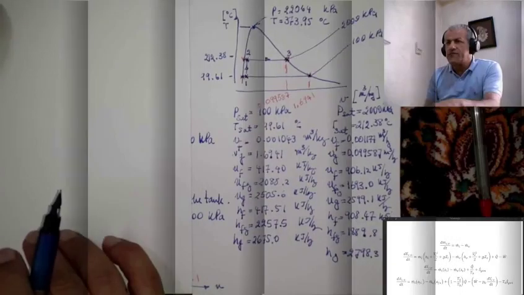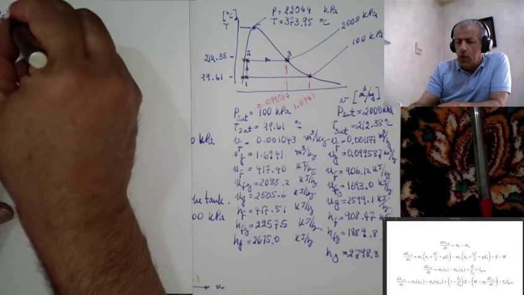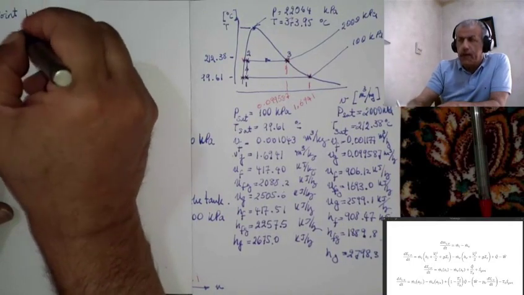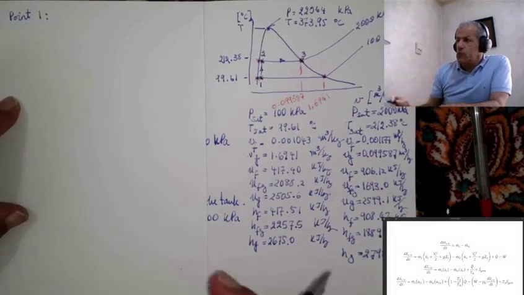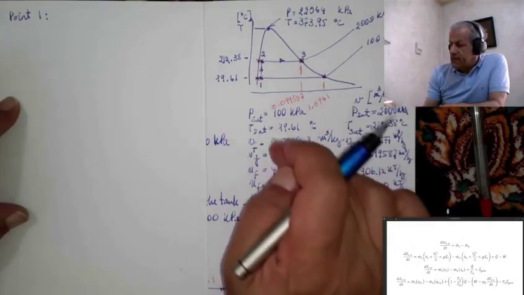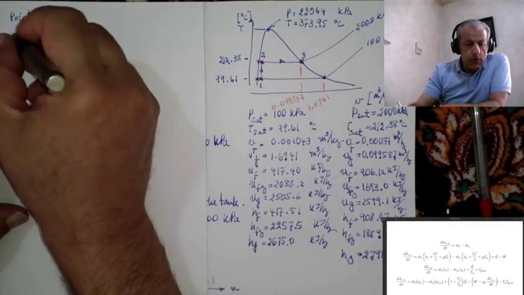Greetings. To continue the solution of our problem, now we are in a good position to know what the properties of our points are. As far as point 1 is concerned, this is point 1, and what we do is use these values to find the properties at point 1.